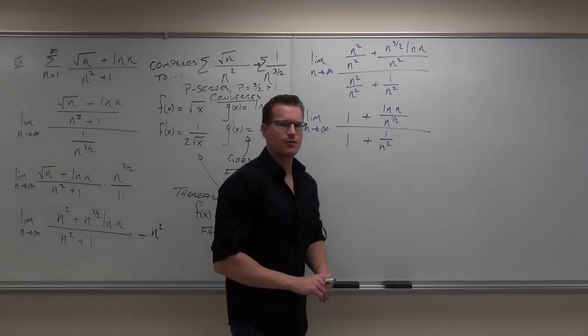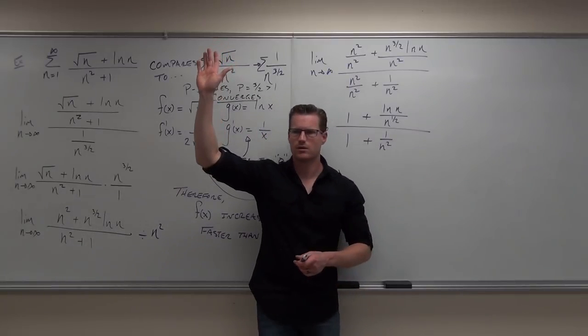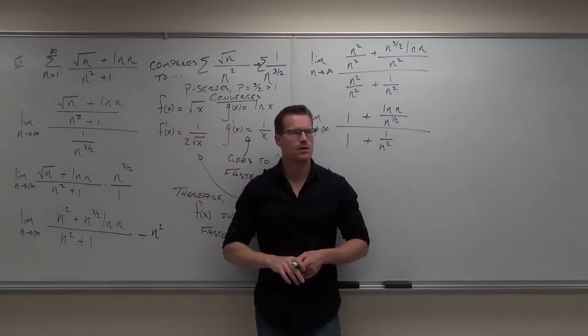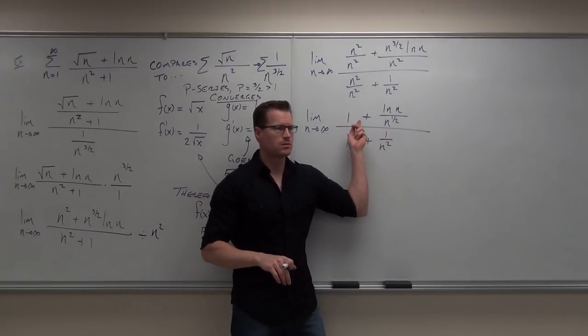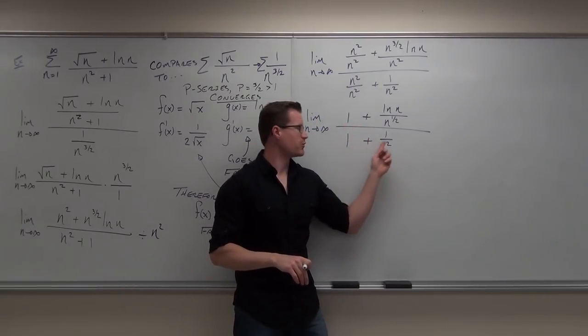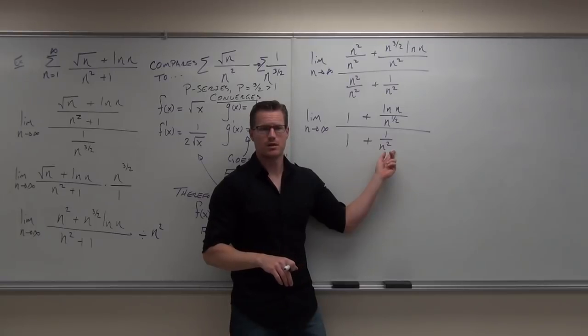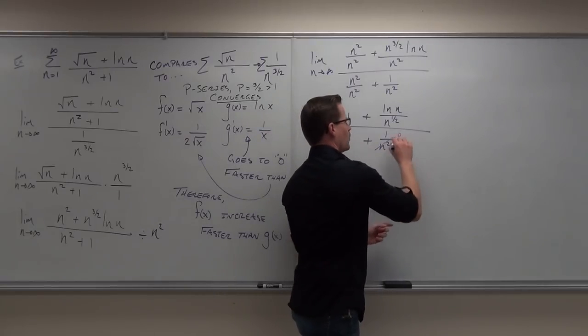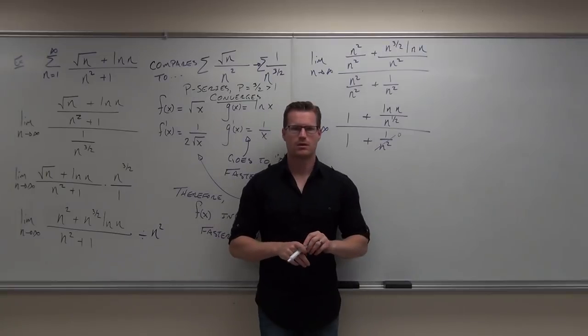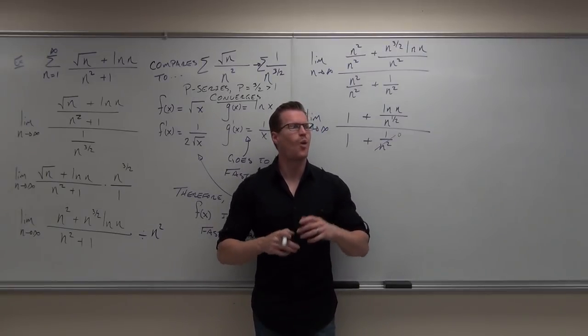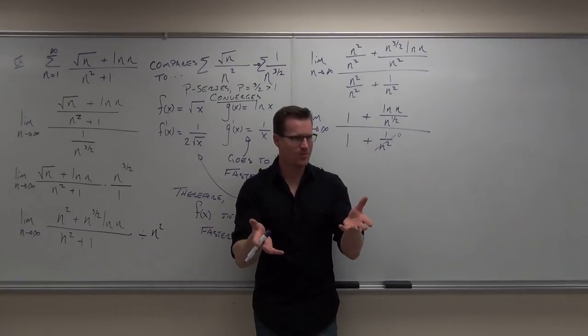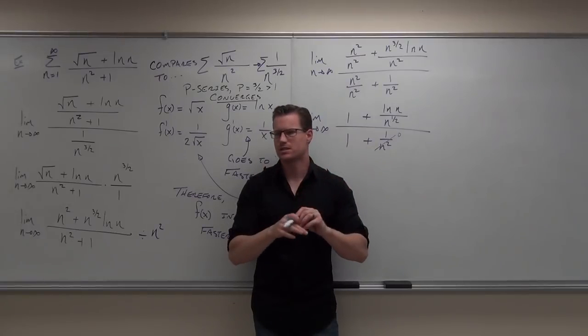Can I have a show of hands if you feel okay getting down to that far on your own? Okay. What's the limit of 1? 1. What's the limit of 1 over n squared as n approaches infinity? 0. So this is going to 0. What about that one? It's an indeterminate form. Why is it an indeterminate form? Infinity over infinity. Brilliant, exactly right.